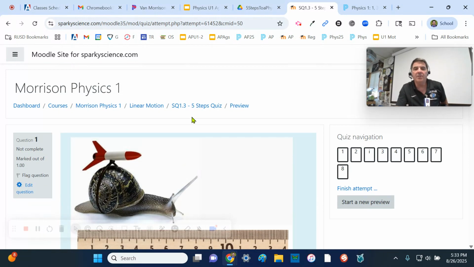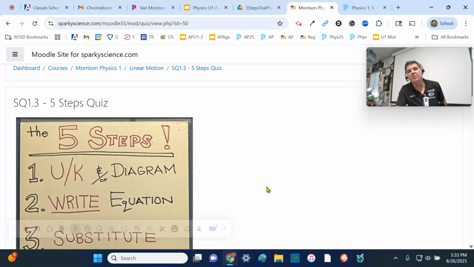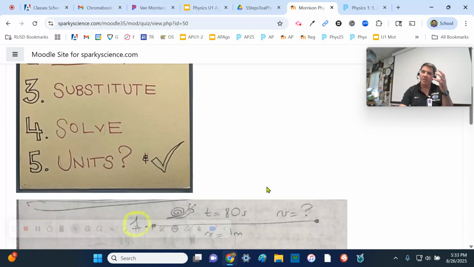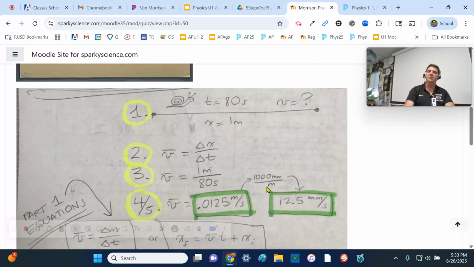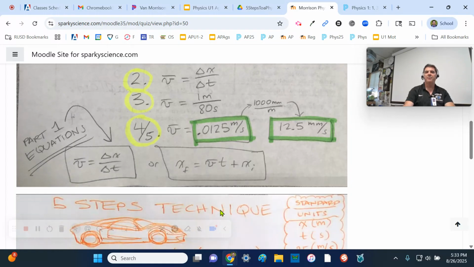So I go back to the previous page where it has the introduction, and there's the snail notes. There's 5 steps: I draw it, I write the equation, I substitute, I solve. A snail goes really slow, and that number is so small I decided to show it in millimeters per second. So that's 12 millimeters per second, not very fast.